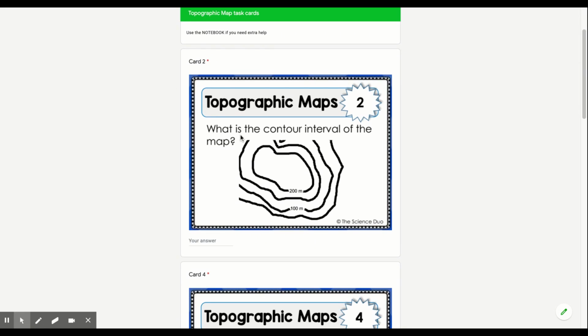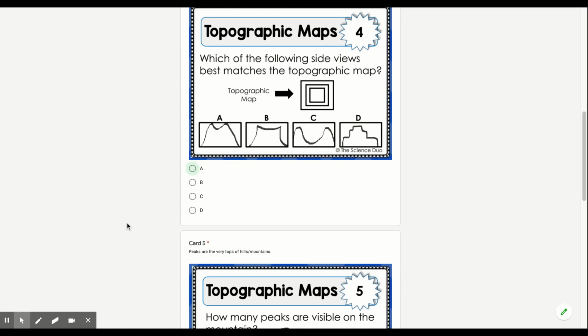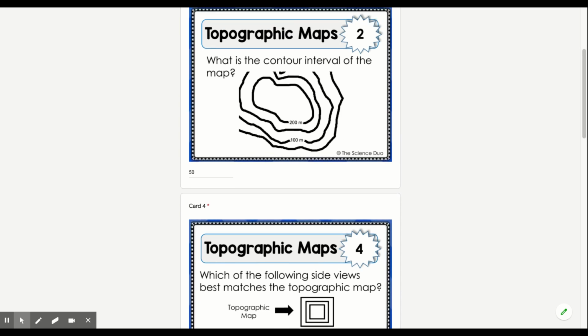For example, it says, what is the contour interval of the map? Well, again, the contour interval is going to be how much you add each time. So, I see that it's a blank line, 100, and another blank line, 200. So I can see that I'm adding 50 each time. So if I put 50, it'll let me go down to the next question.